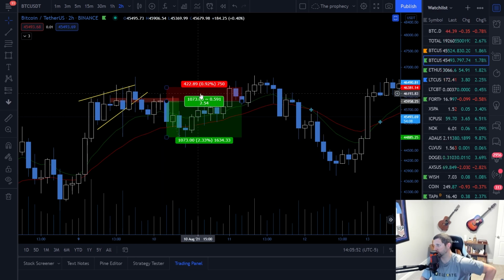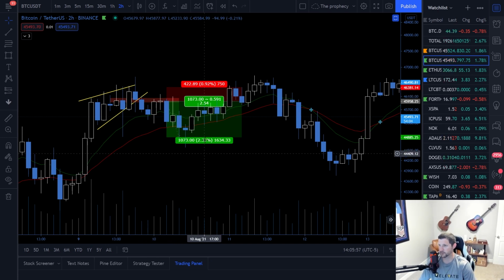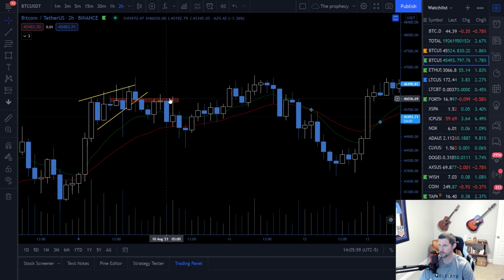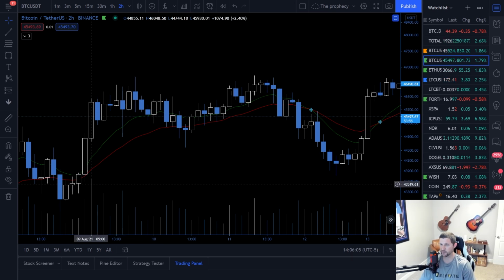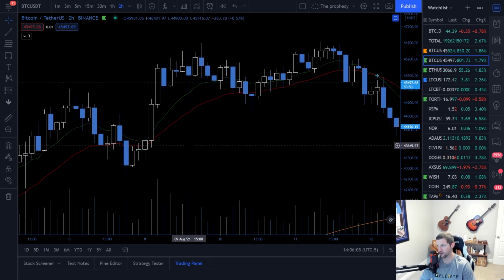Nice 2-to-1 risk to reward. Everything looks great, and we just let it play out. So you can see how well that would have worked out. So anytime you have the patterns, the consolidation, the invalidation is going to be basically on the other side of the pattern. So on the other side of that breakout or breakdown.